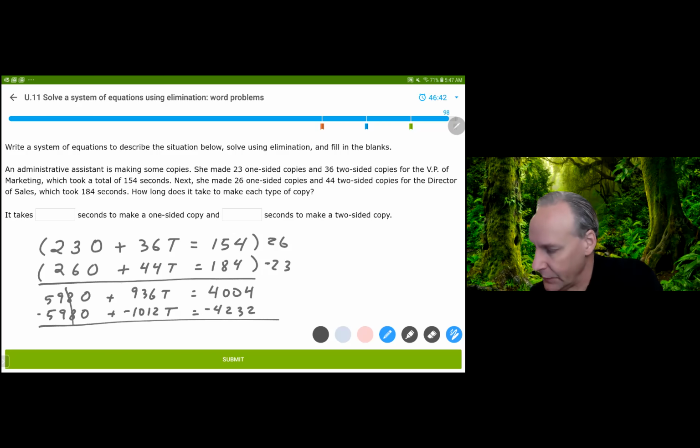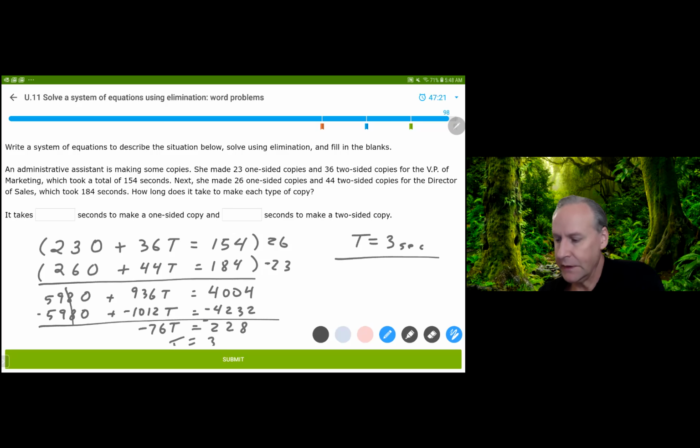So here we go. We're going to subtract the 936 minus the 1012, and we get a negative 76T. And we have our 228, don't we, here? It's negative 228. And it looks like T is 3. So the two-sided copies, T is equal to 3, take 3 seconds each.